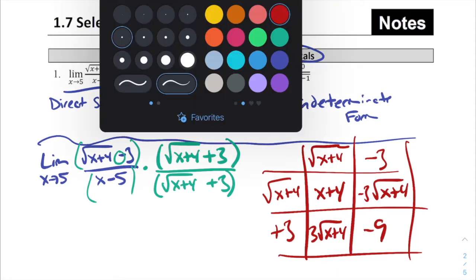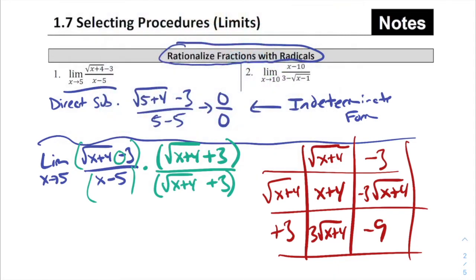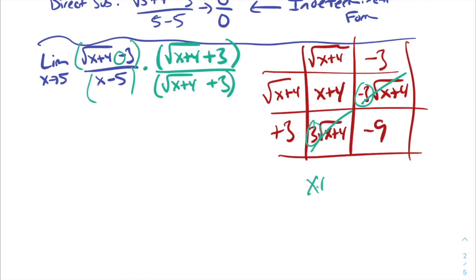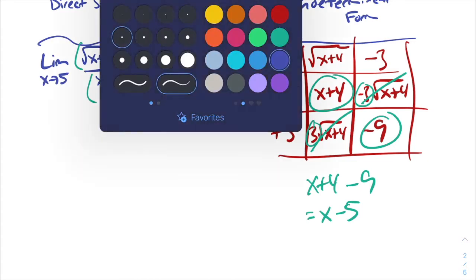Notice, by design, because I picked conjugates and multiplied by the conjugate, that these are going to cancel each other out. They're opposite signs. One's a positive 3 and one's a negative 3. So that means that that whole numerator is going to become simply x plus 4, coming from right there, minus 9, coming from right there, which if we simplify is simply x minus 5. Nice. Well, let's get back to our problem.